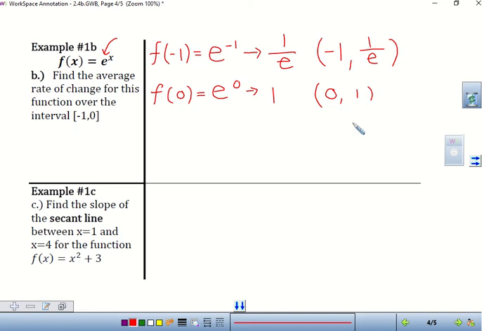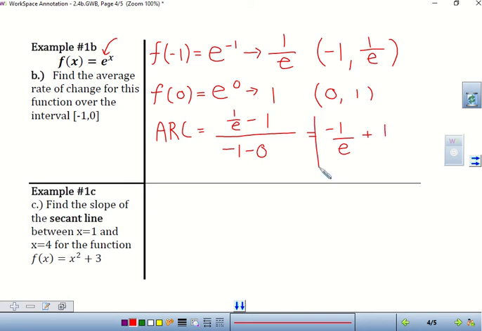Now I can calculate the average rate of change. Average rate of change is equal to the change in y over the change in x. I'm going to do 1 over e minus 1 over negative 1 minus 0. So that's basically just going to give me a negative 1 in the denominator, right? Which means I'm dividing each of these terms in the numerator by a negative 1. So that's just going to become negative 1 over e plus 1 as my final answer.